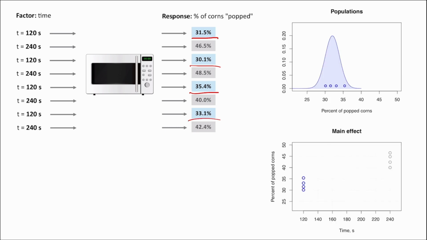So this is how it looks. These are all the values that I got when I ran the experiment with 120 seconds. And you can think that this is a sample, which came from a population. This curve is the population distribution, right? So this curve shows you the distribution of the amount of popped corns if you run this experiment an infinite number of times. So this is the population, and the points are the observed values. This is the sample. In this case, I have a sample of size 4 taken from this population.